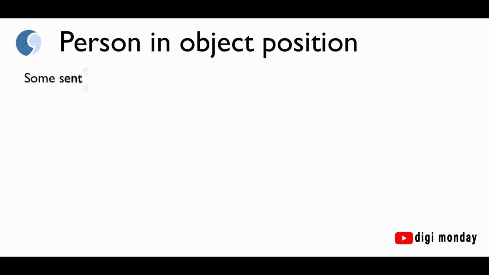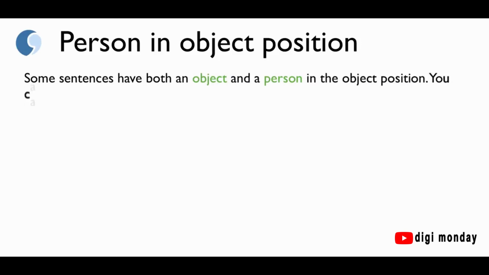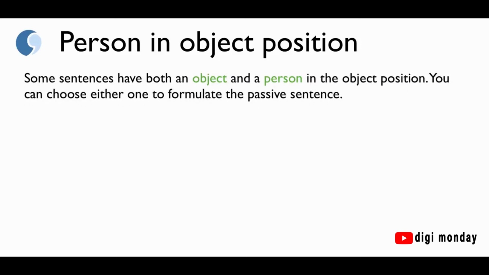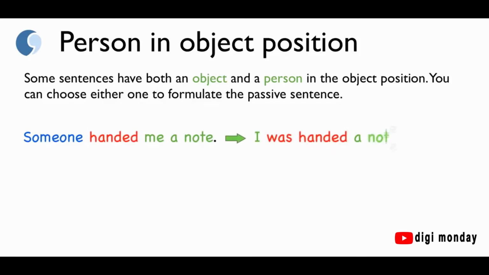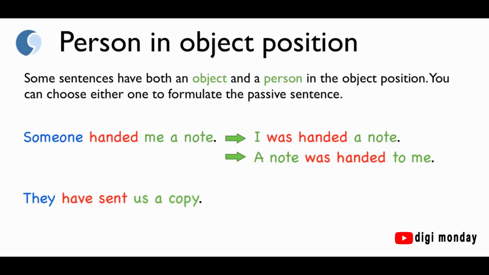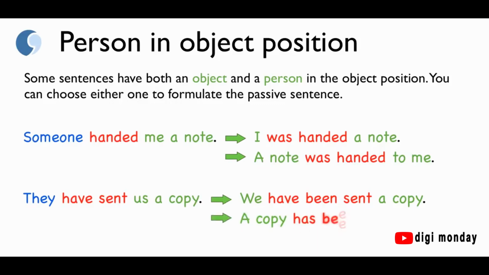Some sentences have both an object and a person in the object position. You can choose either one to formulate the passive sentence. For example, someone handed me a note. I was handed a note. Or a note was handed to me. They have sent us a copy. We have been sent a copy. Or a copy has been sent to us.